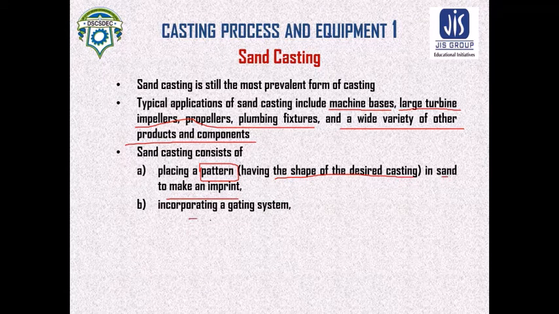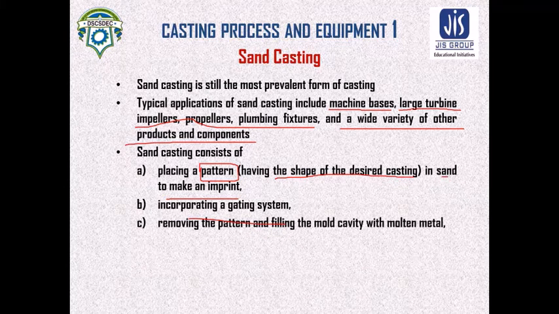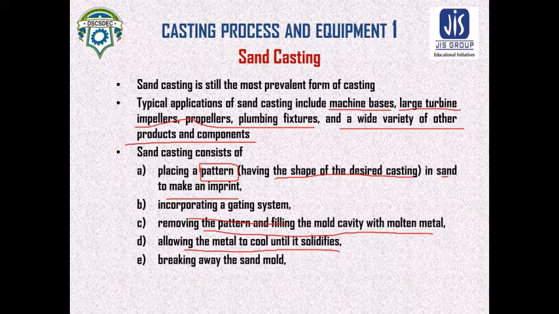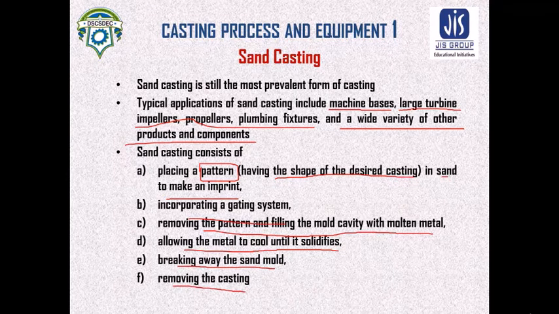Secondly, incorporating a gating system. What the gating system is, we will study in detail later in this lecture. Next, the pattern is removed after incorporating the gating system, and the mold cavity is filled with molten metal, then it is left for solidification. Means it is allowed to cool until it solidifies. After solidification is done, after a certain time, the mold is broken. That means breaking away the sand mold and removing the casting. Removing the casting is the last step of sand casting. So these are the steps of sand casting.